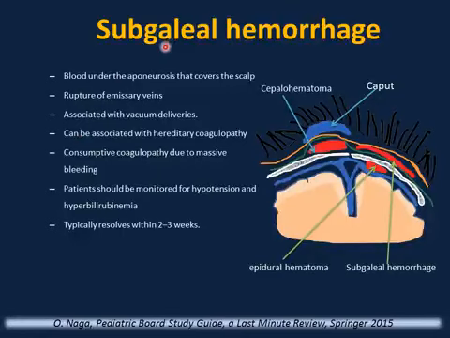The cause of subgaleal hemorrhage is rupture of emissary veins. Associated with vacuum deliveries, it can be associated with hereditary coagulopathy, consumptive coagulopathy due to massive bleeding. Patient should be monitored for hypotension and jaundice. Typically resolves spontaneously within 2 to 3 weeks.